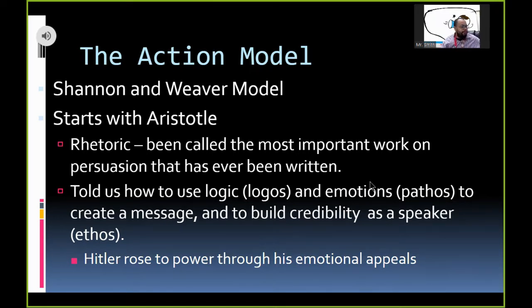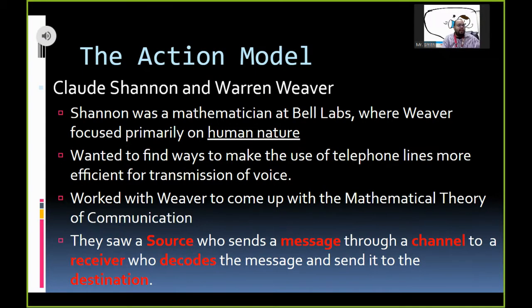Let's move on. Let's talk about the guys that came up with the model itself, Claude Shannon and Warren Weaver. Shannon was a mathematician at Bell Labs, where Weaver focused primarily on human nature. So he was kind of like a psychologist, I guess you could say. A mathematician and a psychologist work together, and they come up with this theory of how people communicate with each other. They wanted to find a way to make the use of telephone lines more efficient for transmission of voice. They worked with Weaver to come up with the mathematical theory of communication.